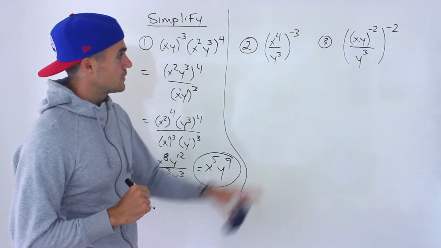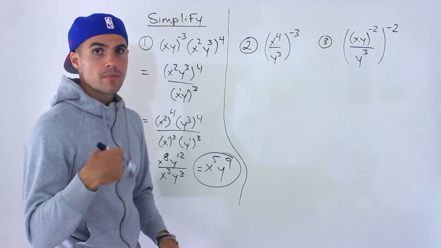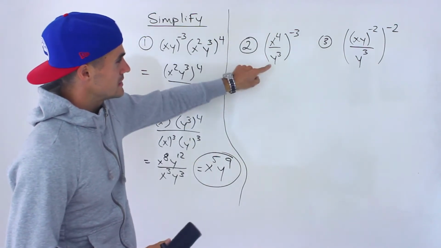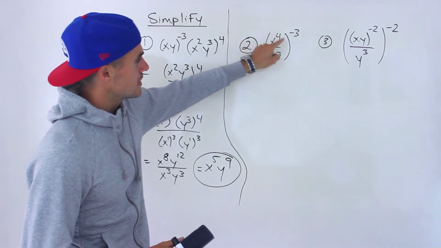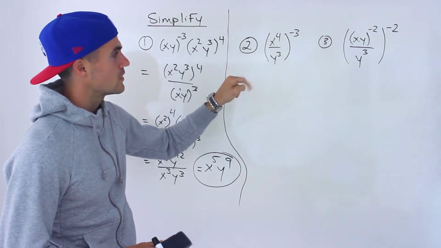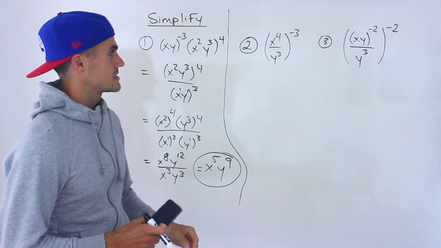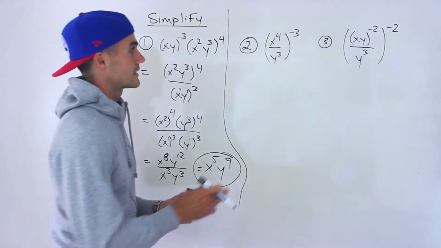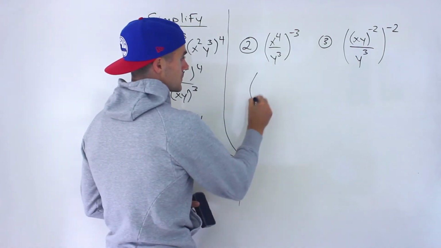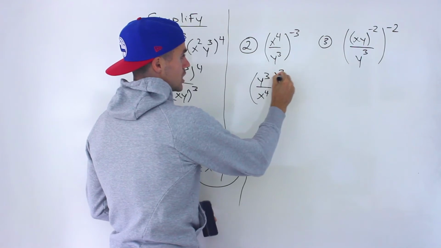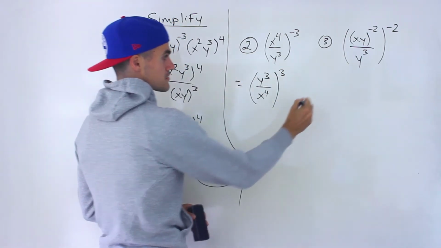Moving on to number 2, we've got x to the 4 over y to the 3, to the power of -3. The first thing I like to do with this kind of question is try to simplify everything in the brackets, but notice in the bracket, x to the 4 over y to the 3, we have different bases, so we can't simplify that any further. So then I move to the outer exponent. Notice that exponent is negative, so we can flip the fraction and then change it to a positive exponent.